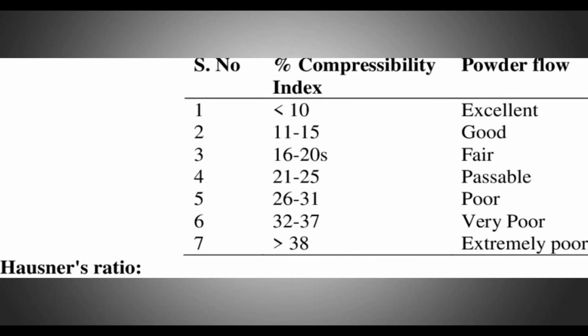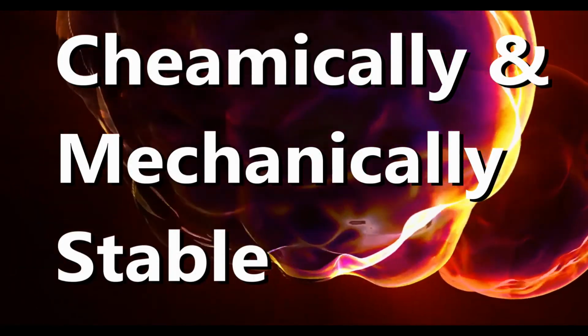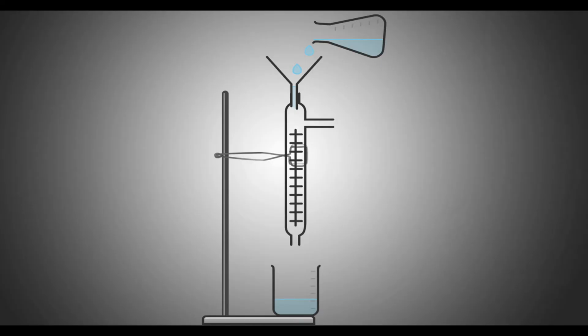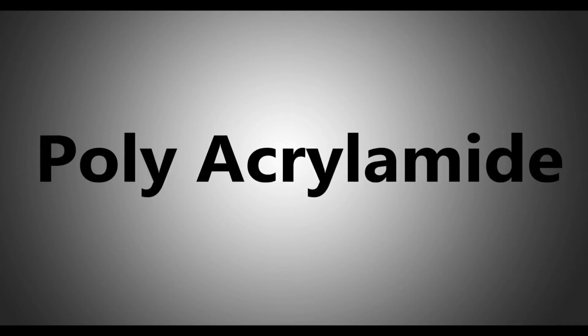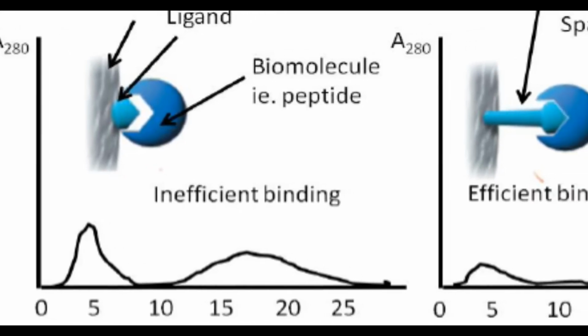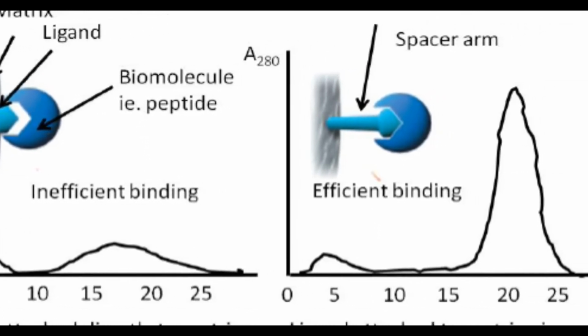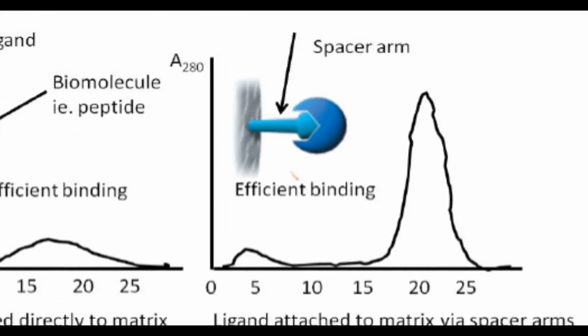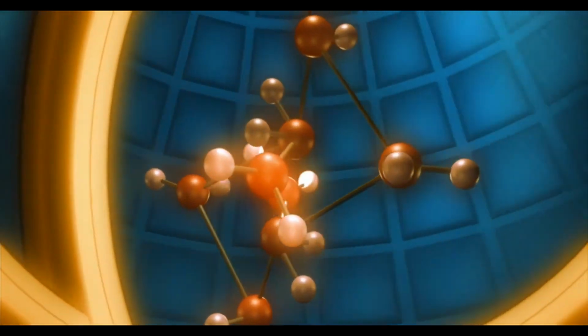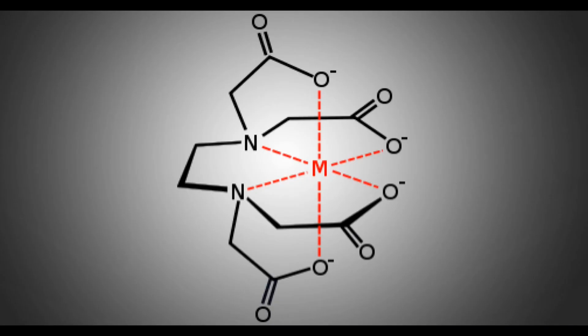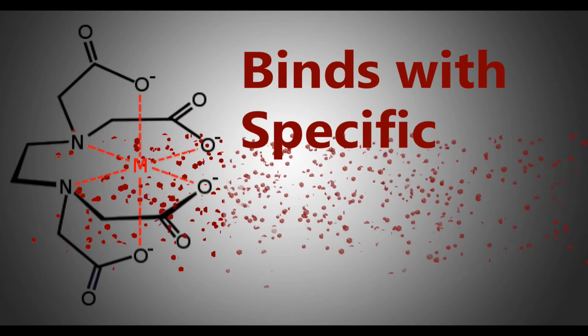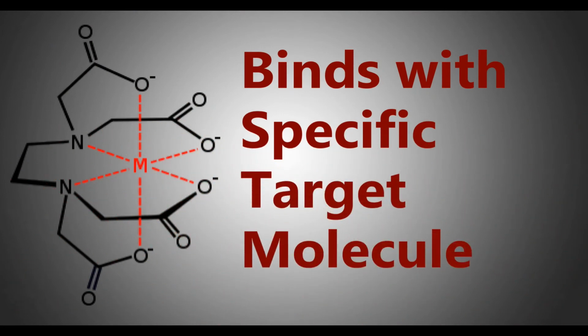It must show good flow properties and should have a considerably large surface area for effective attachment. It must be chemically and mechanically stable. Mostly used matrix materials are polyacrylamide and agarose. Second one is spacer arm. Spacer arm is used to improve the binding between the target molecule and the ligand by removing any effects of steric hindrance. Third, ligand. The molecule that binds reversibly to a specific target molecule is called a ligand.